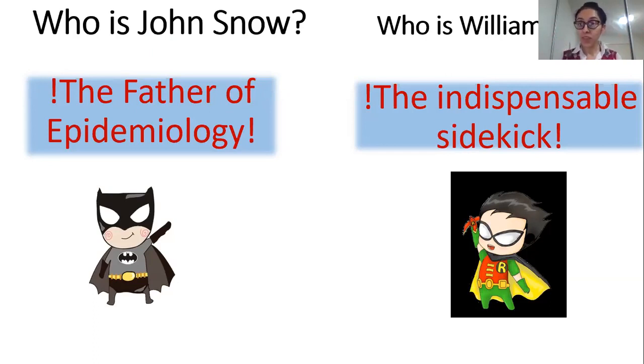Who was his sidekick? His sidekick is William Farr, all right? And yes, he is the indispensable sidekick. He was the one to carry forward John Snow's work, and to start the big sanitation movement, because of which now we all have pure non-contaminated water to drink, and therefore we are not dying of cholera. Basically, these two people are the pioneers, the leaders of epidemiology.